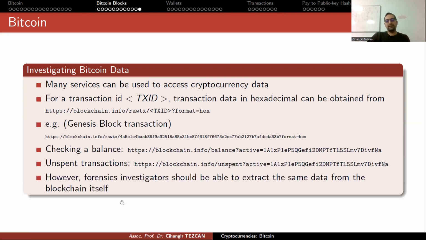However, forensics investigators should be able to extract the same data from the blockchain itself. Relying on a third-party web page is not a good idea. It wouldn't hold in court, right? And it wouldn't be fast anyway. You will be limited by your network speed here. If you want to make a lot of checks, it would be better if you have the whole blockchain on your computer.